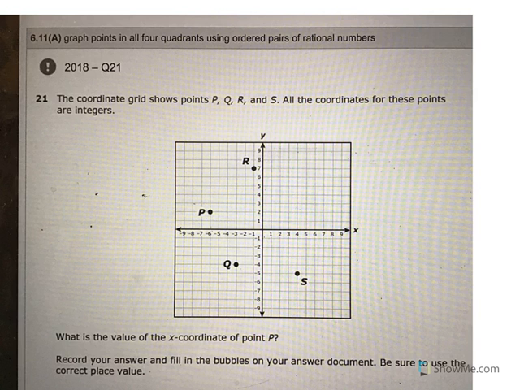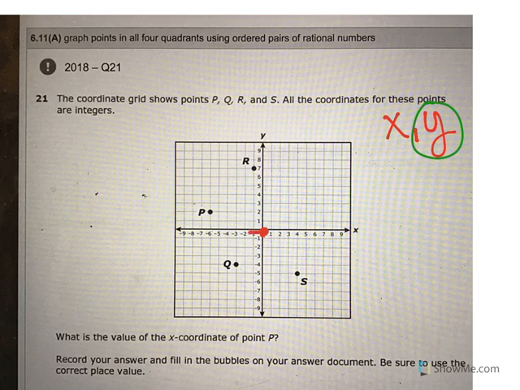So let's look at some problems. This is from the 2018 test. The coordinate grid shows points P, Q, R, and S. All the coordinates for these points are integers, meaning they don't have a decimal or a fraction. What is the value of point P? Now, of course, we're filling it in on a gridable. We're just going to talk about it. So again, they want the points, so it's just the x coordinate. We're not doing the y. We're only doing the x. So the x goes left and right. And so we start off at 0, 0, that's the origin.